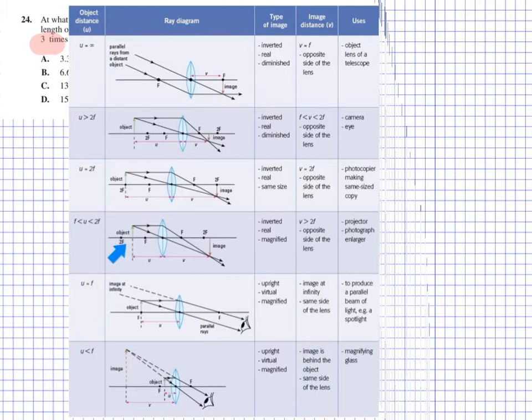This next one here is the object being somewhere between the 2f and the f, in other words, somewhere between twice the focal length and the actual focal length. This once again is going to give us an inverted image. In this case, it's going to be slightly bigger, but also real. So these first 4 are all images that are produced by an object that is further away than the focal length. Past the focal length, past the focal length, past the focal length. And these all give us inverted images.